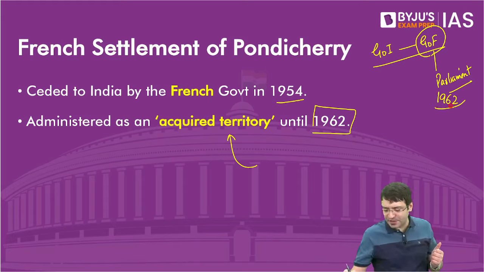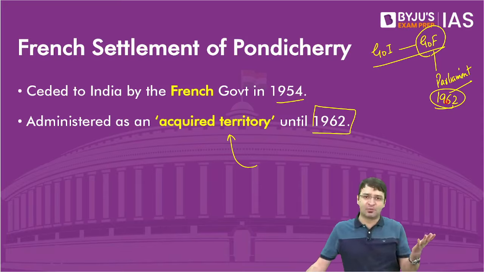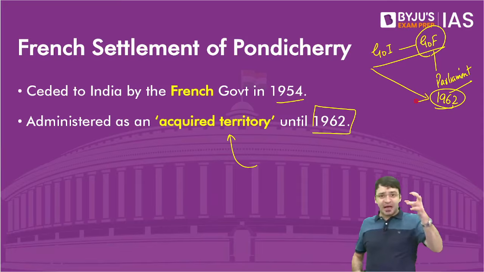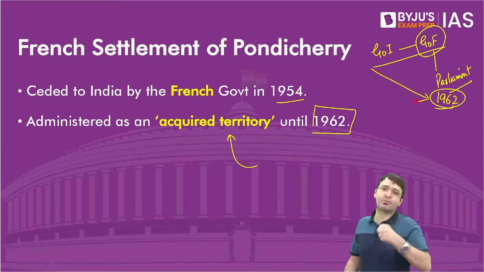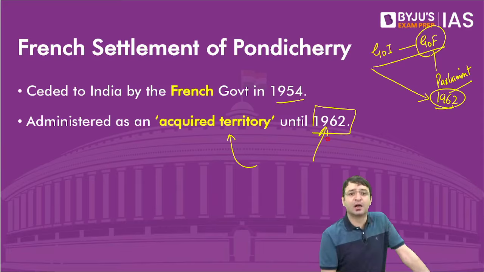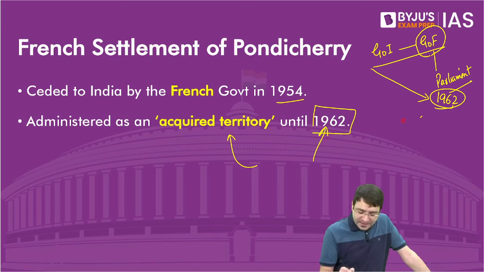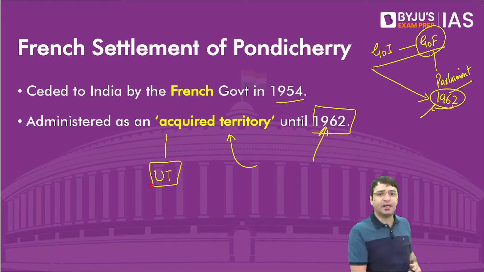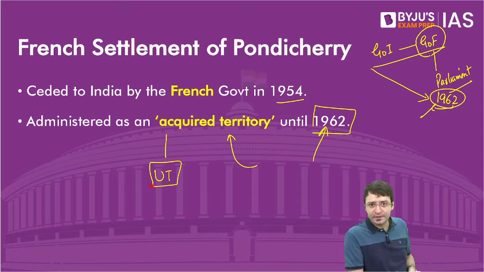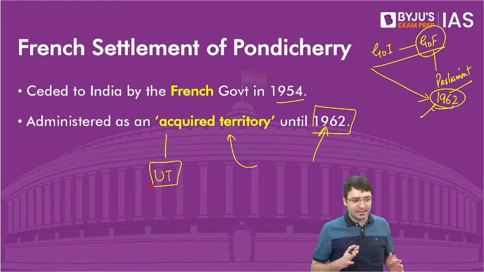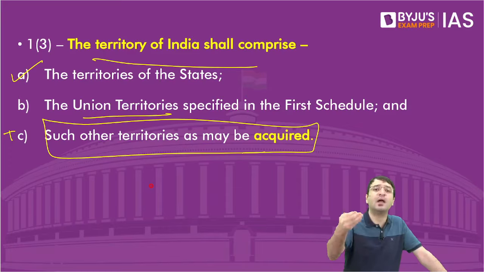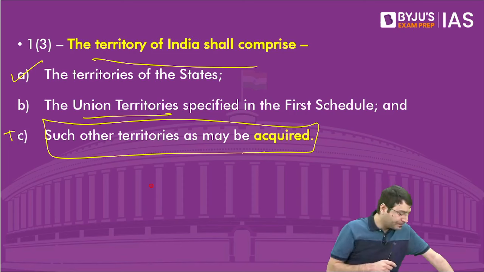And finally, the French Parliament in 1962 said, okay, we agree with this acquisition by India of our territory called Puducherry. That means till the time the Parliament of France gave its imprint on this acquisition, till 1962, Pondicherry was administered as an acquired territory. Once the acquisition was final in 1962, Pondicherry was converted into a union territory. And even till date, Pondicherry or Puducherry is a union territory. Which means Article 1, Clause 3 says, the territory of India can be either states or union territories or acquired territories, territories that may be acquired by the government of India. That completes Article 1. Any questions as of now?